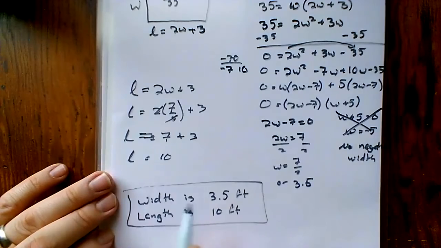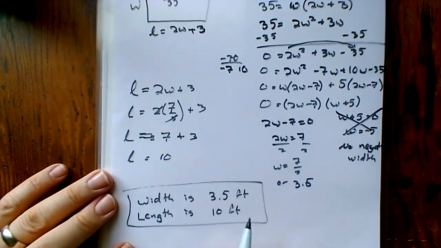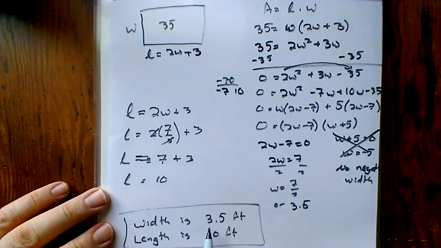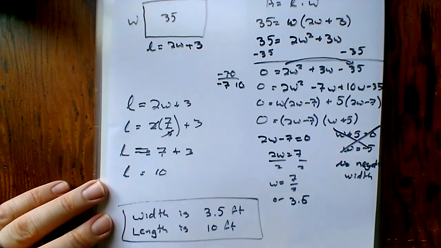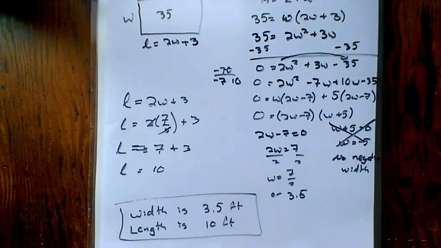And if I multiply those together, I could clearly see that would be 35. And twice 3.5 is 7, plus 3 would be 10. It fits all of our criteria, and there's our answer.